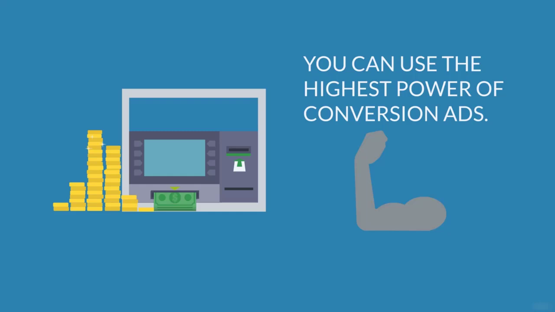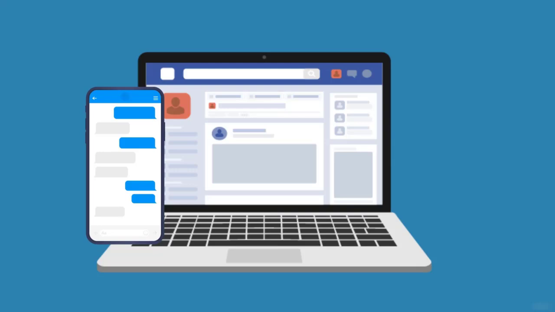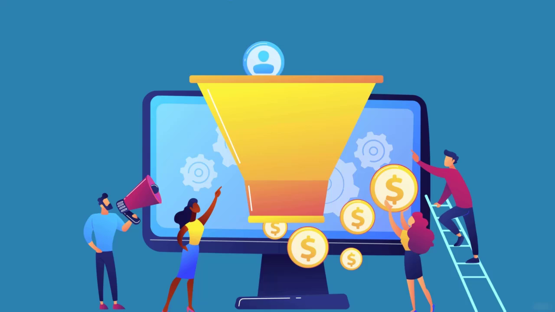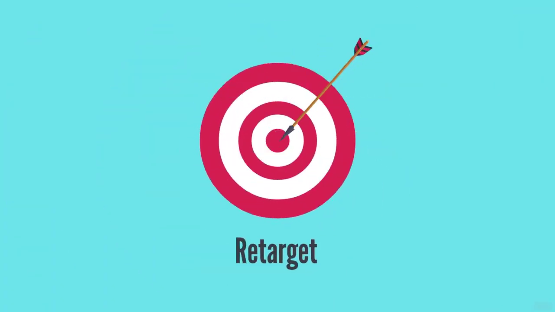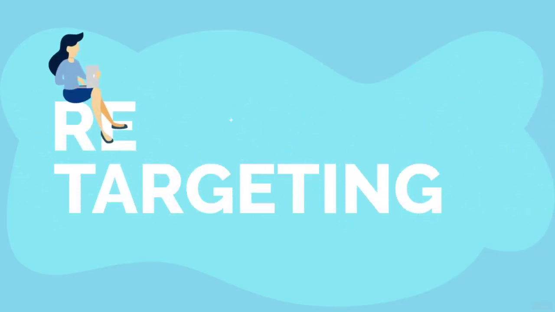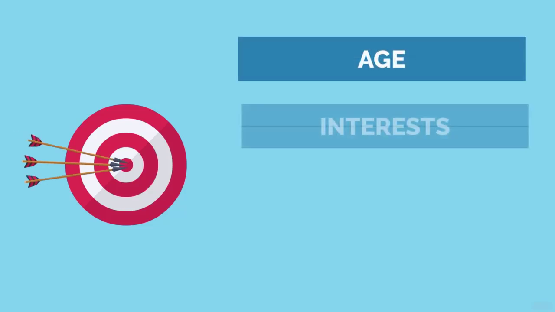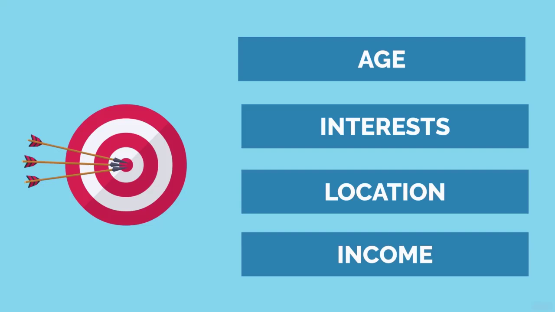You can use the highest power of conversion ads. Conversion ads are special kinds of ads where Facebook, Messenger, and Instagram are trying their best to drive audiences to your website that are more likely to buy your products or give you a lead. For these ads, you often have to retarget with custom and lookalike audiences. You mainly retarget your website visitors and already engaged people from your Facebook business page and Instagram profile. As every business is different, you can also test standard targeting based on age, interests, location, and income.